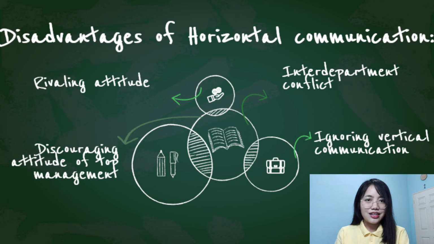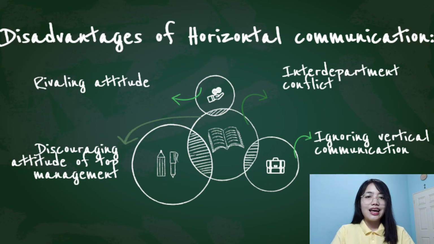The third disadvantage is the discouraging attitude of top management. So, in some cases, top managers discourage horizontal communication because they think that workers or employees will get along with each other and become very friendly with one another, and that this can help create a threat for the top management.